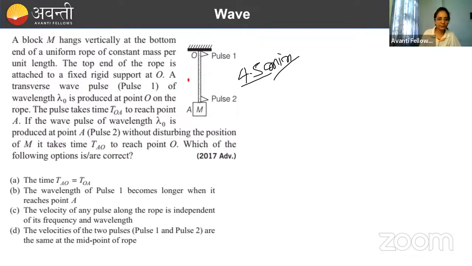You all remember the velocity formula, right? Velocity of a transverse wave on a string is equal to how much? Tension by mu, where mu is mass per unit length of the string, right? I have discussed how wavelength changes when velocity changes or when it moves from a rarer to a denser medium. Everything I have discussed, you just need to look at things carefully.